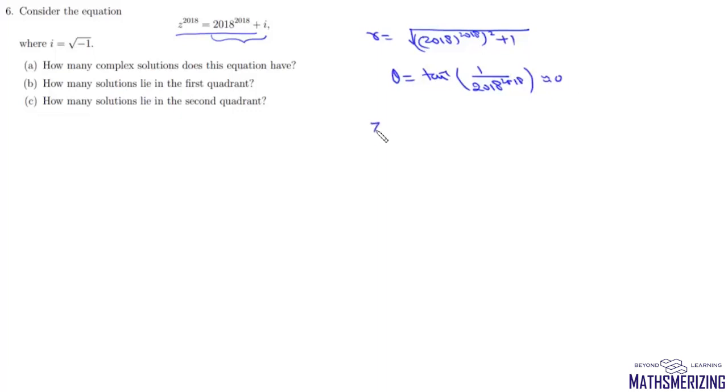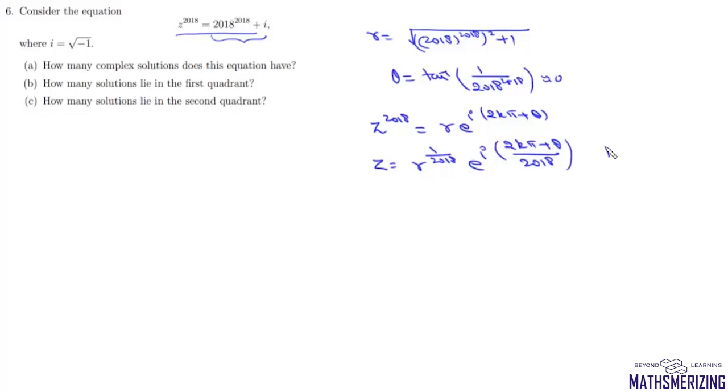So now we can express this equation as z to the power 2018 equal to r into e to the power iota theta. Now since we need 2018 roots, we can write this as 2k pi plus theta, and then z will be r to the power 1 upon 2018 e to the power iota 2k pi plus theta upon 2018, where the value of k starts from 0 and goes all the way up to 2017.